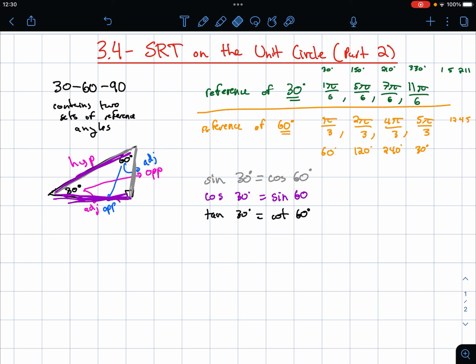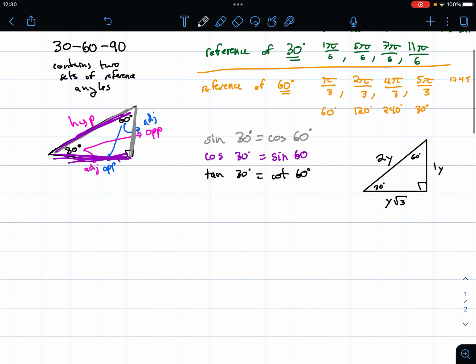And then to build this out a little bit more, let's look at our 30, 60, 90 triangle. So I'll draw one here. And remember, I sometimes call it 2y, 1y, and y root 3. You can use that however, or 2, 1, and root 3 are the sides, assuming that the angles are 30, 60, 90. So that's the ratio they exist in.